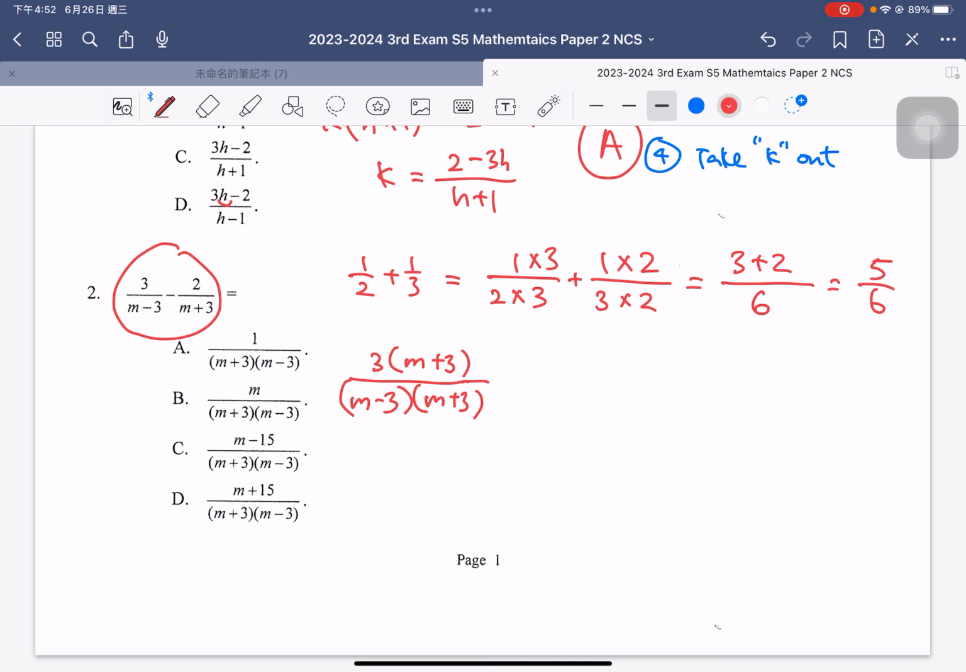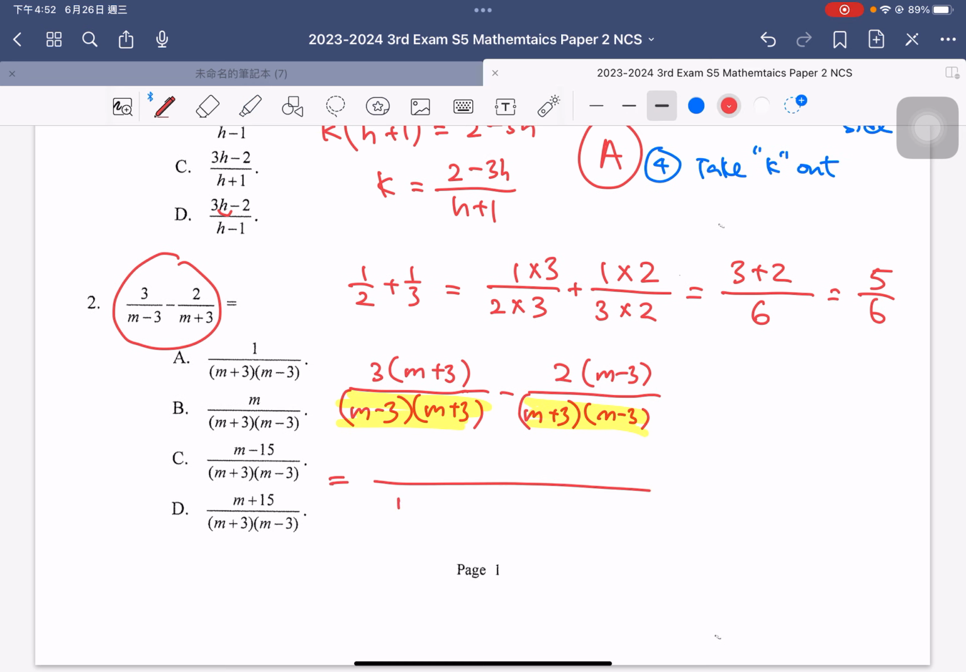So now we do the similar thing for the right-hand side. So now I have 2 over m plus 3 times m minus 3. And again, you times m minus 3 on the right-hand side, so you times m minus 3 on the numerator as well. So now we can see from here that the denominators are actually the same. So now we can group them together to get m minus 3 times m plus 3 on the denominator, and then on the numerator we have 3 times m plus 3 minus 2 times m minus 3.